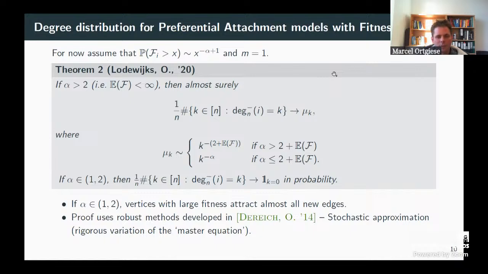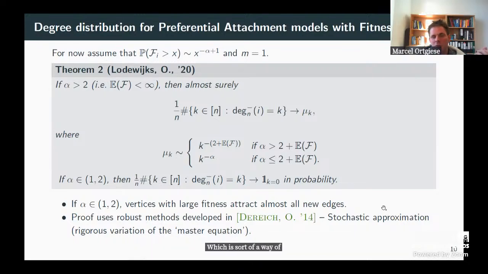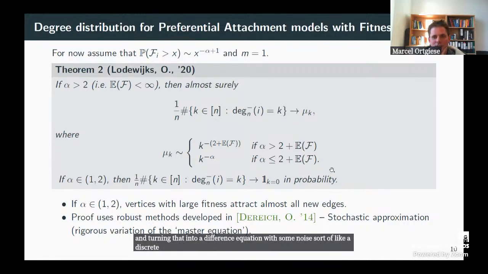Okay, cool. To prove these results, as I said, there are reasonably robust methods. We use stochastic approximations, based on joint work with Stefan that we did a while ago. It's a way of taking the master equation that theoretical physicists would write down and turning it into a difference equation with some noise, like a discrete SDE if you want, and analyzing that.